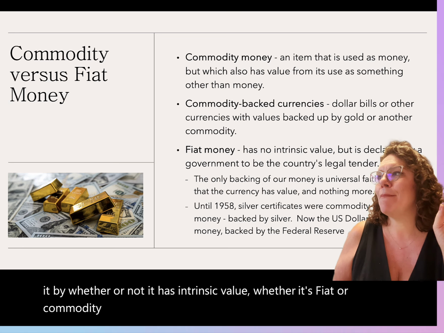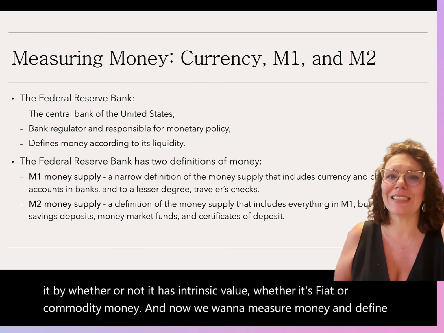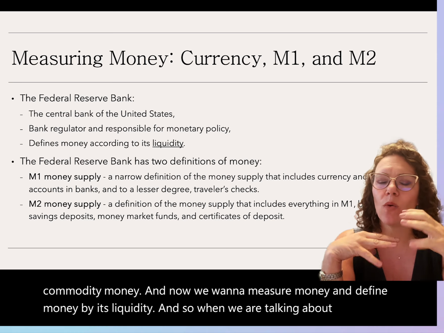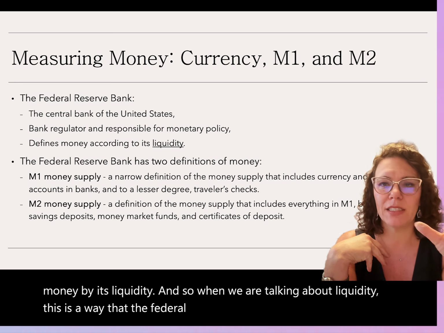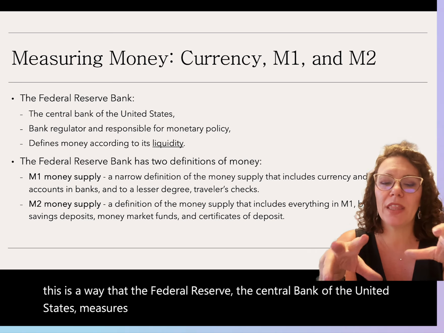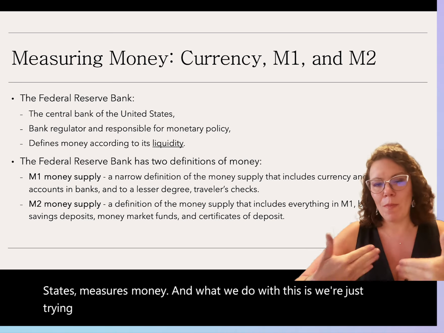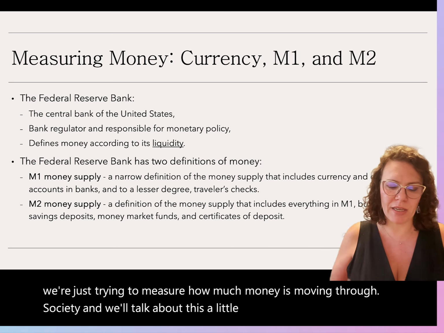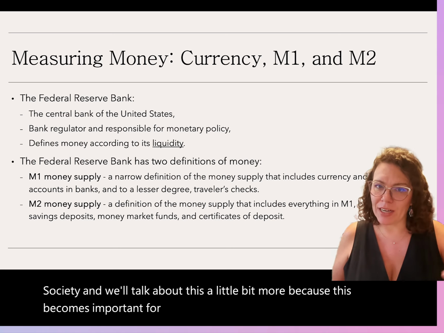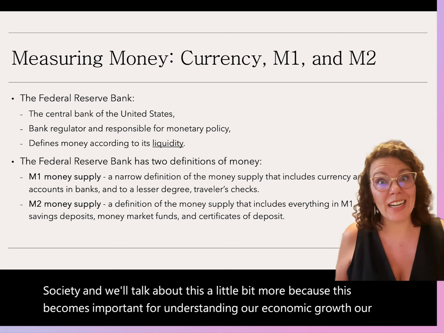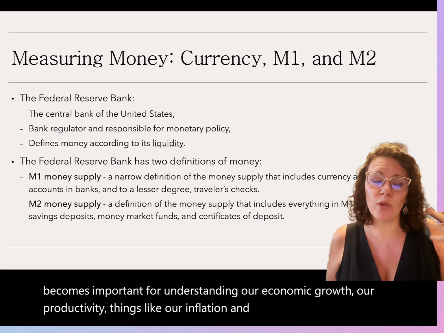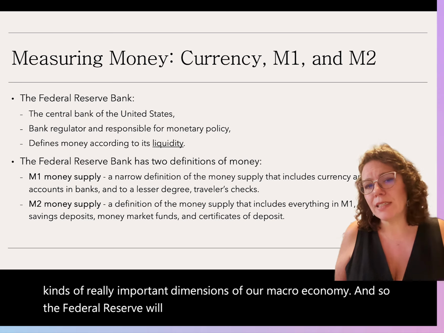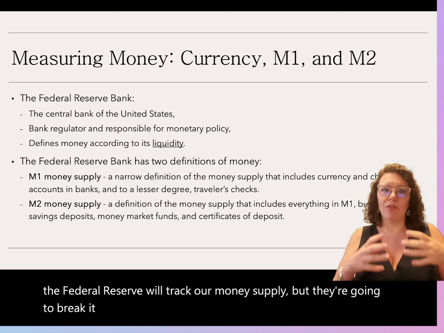And now we want to measure and define money by its liquidity. When we are talking about liquidity, this is a way that the Federal Reserve, the Central Bank of the United States, measures money. What we do with this is we're just trying to measure how much money is moving through society. We'll talk about this a little bit more because this becomes important for understanding our economic growth, our productivity, things like our inflation and interest rates and those kinds of really important dimensions of our macroeconomy. And so the Federal Reserve will track our money supply, but they're going to break it down in terms of liquidity.